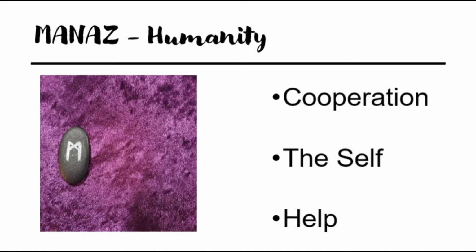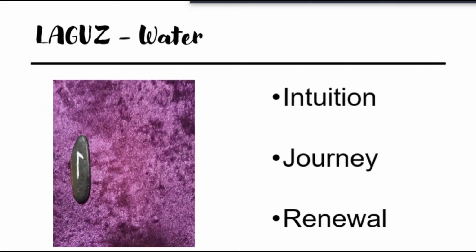The next one is Mannaz, which stands for humanity. It is all about cooperation, working with other people. It's about the self, so your own relationship with yourself, and also about receiving and giving help to other people. Laguz is a lagoon. It's related to water. So that's anything watery. It symbolizes intuition, journeys across water, renewal, cleansing. Anything associated with water, Laguz will have that energy.